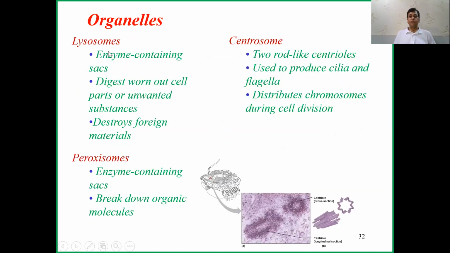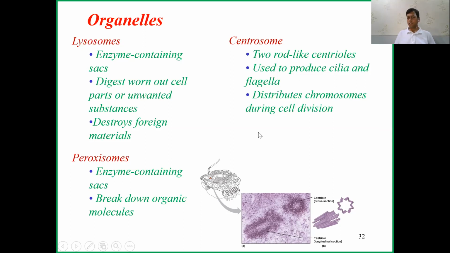So lysosomes, enzyme-containing sacs, again, they digest worn out cell parts or unwanted substances. Sometimes if something happens to the cell, they can digest that cell also, and they can digest unwanted foreign particles also. So they work as a defense mechanism. They have their own army, soldiers, okay? Another organelle breaks down the organic molecules. So they have rod-like structures also, which distribute chromosomes during cell division.